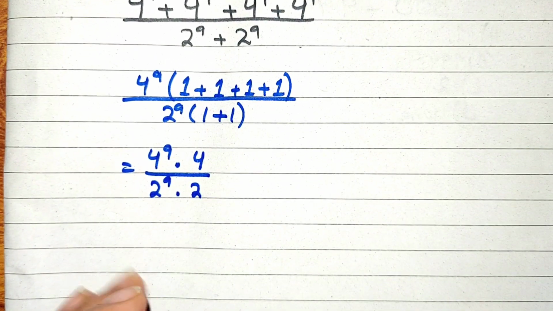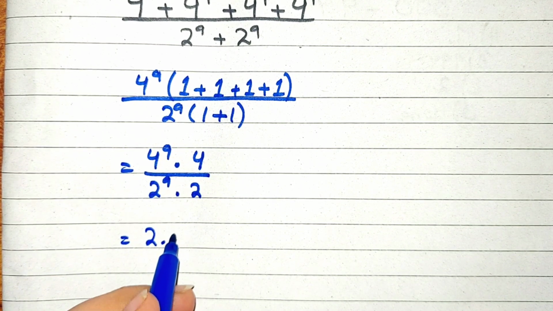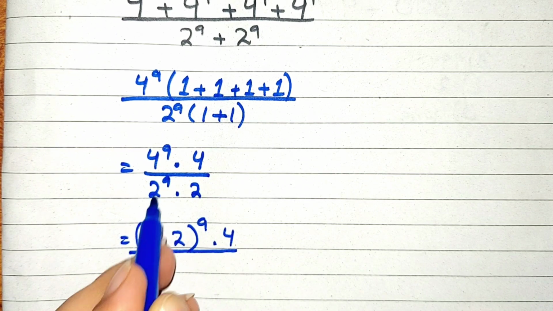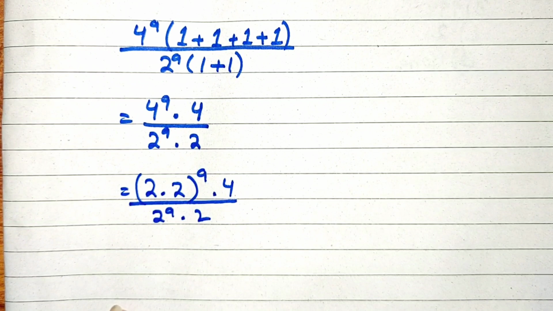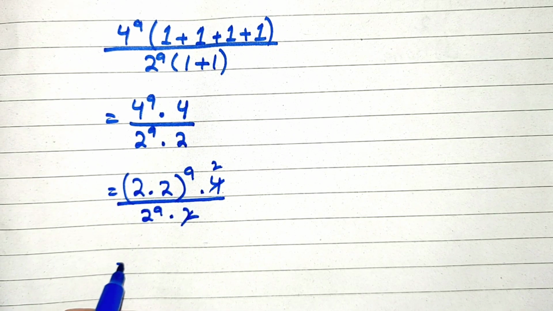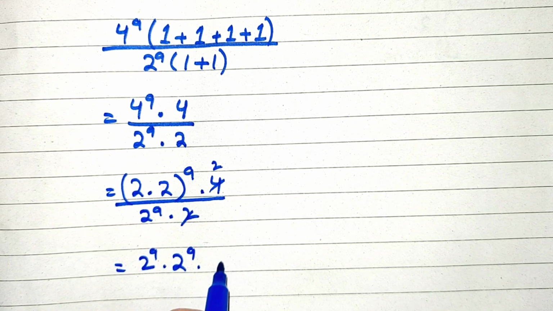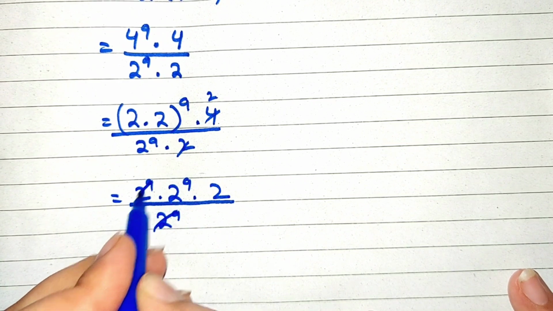Further, we have to split this 4 to the power 9 into 2 into 2 whole power 9 into 4, and 2 to the power 9 will be the same into 2, and we can clearly see that this and this can be done. Let's rewrite separately: 2 to the power 9 into 2 to the power 9 into 2 over 2 to the power 9, and we can cancel 2 to the power 9 with 2 to the power 9.